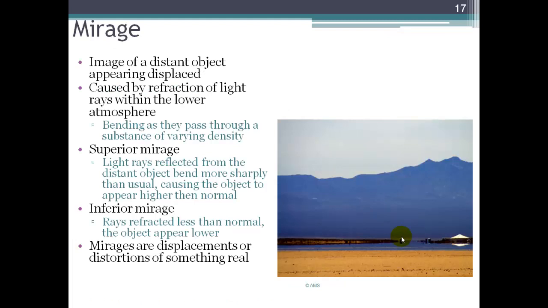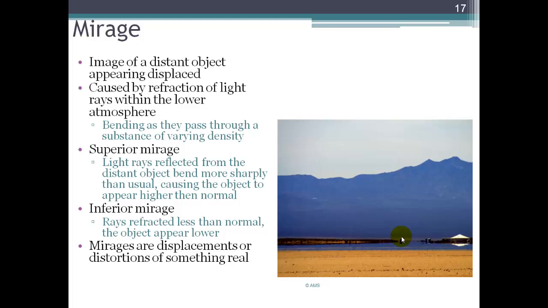This is an image of a distant object that appears displaced, and it's caused by light being refracted in the atmosphere because of different densities of air. So if you have a temperature inversion, or it doesn't even have to be an inversion, just where you have different densities of air sitting on top of each other, then that's enough to cause the light to play these games with your eyes to make you see things that aren't there.